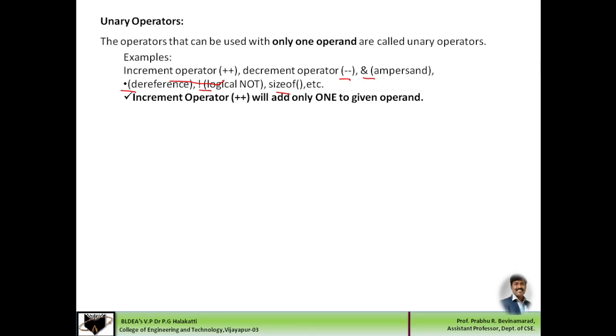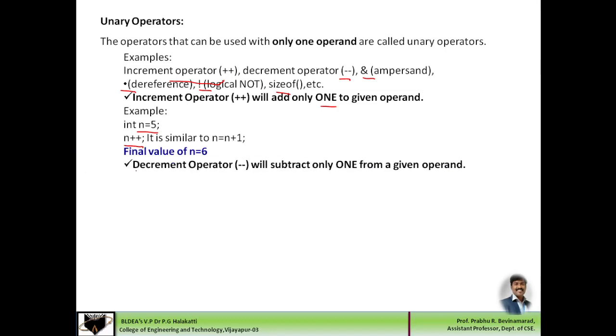So what is meant by increment operator? In case of increment operator, it will add only one to a given operand. So every time we perform increment operation, one will be added to the operand. Let us take an example. Assume I have declared a variable, say n equal to 5, and 5 is stored in variable n, and I write n++. So n++ is equal to n = n + 1. So the final value of n becomes 6.